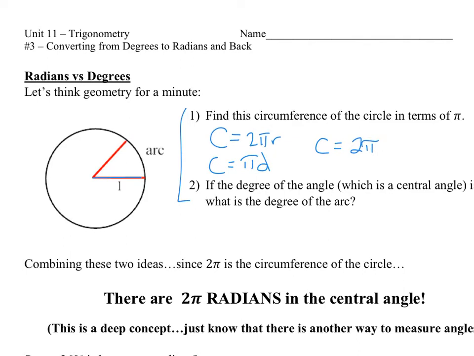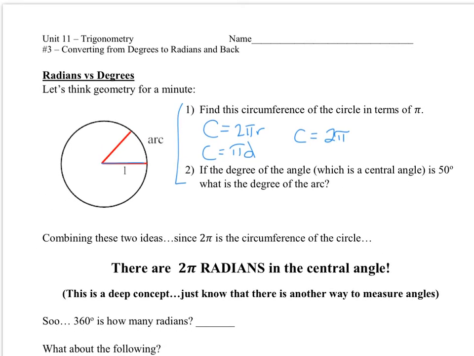I had a really bad stencil here, so whatever. If the degree of the angle, which is the central angle, is 50 degrees, what is the degree of the arc? With that one, you have to use your knowledge from geometry. Remember, if this is a central angle and this is the arc, the central angle and the arc are the same. If this is 50 degrees, so is this arc that it cuts.